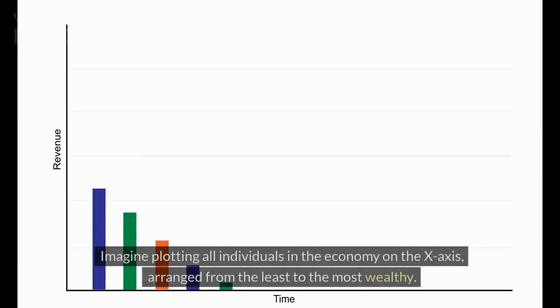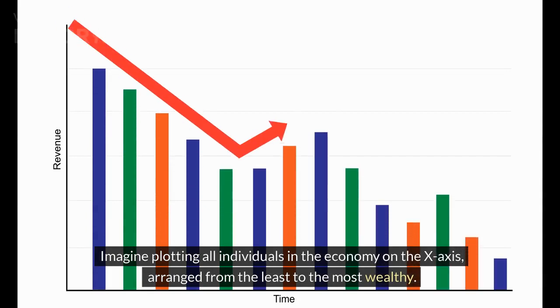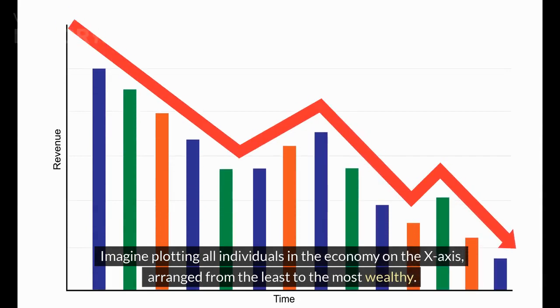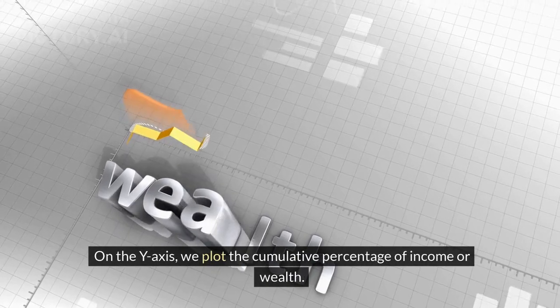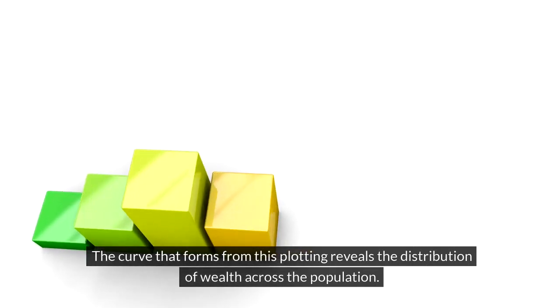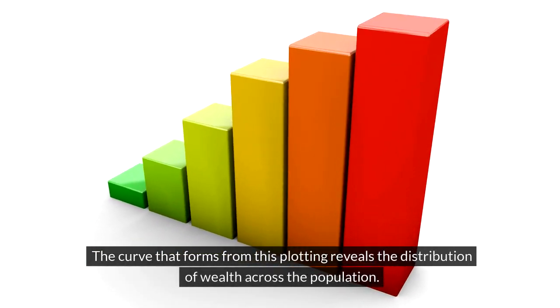Imagine plotting all individuals in the economy on the x-axis, arranged from the least to the most wealthy. On the y-axis, we plot the cumulative percentage of income or wealth. The curve that forms from this plotting reveals the distribution of wealth across the population.